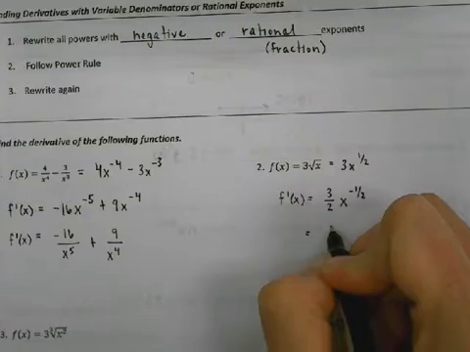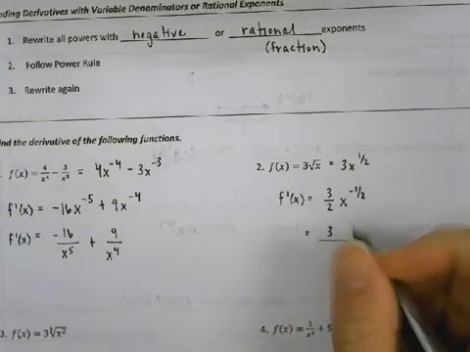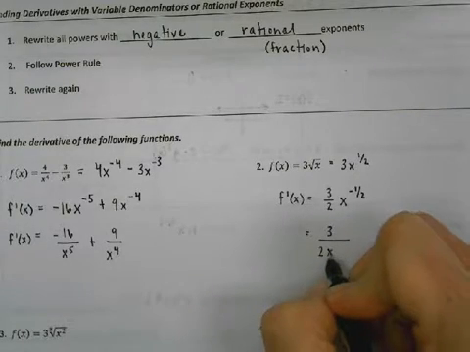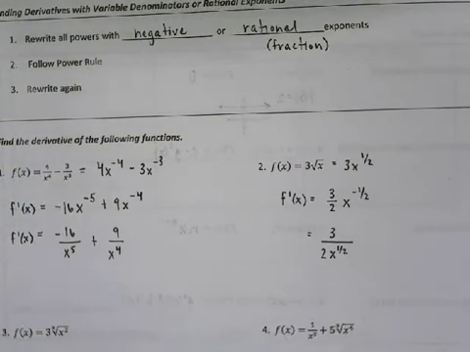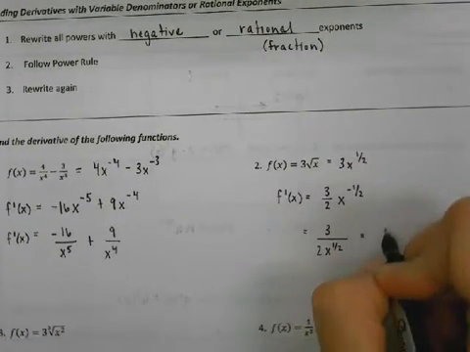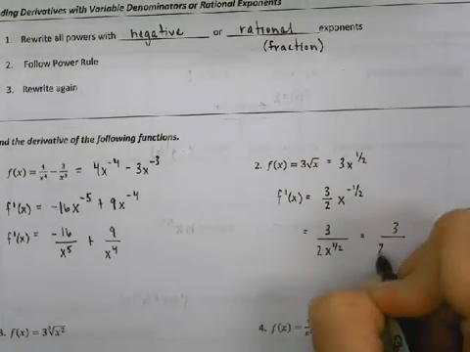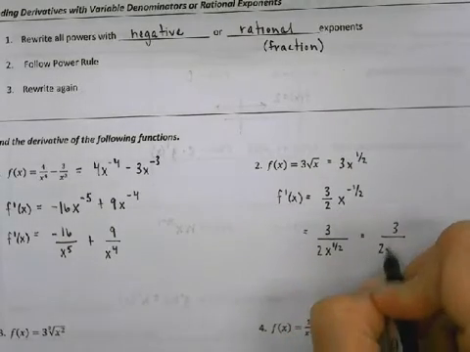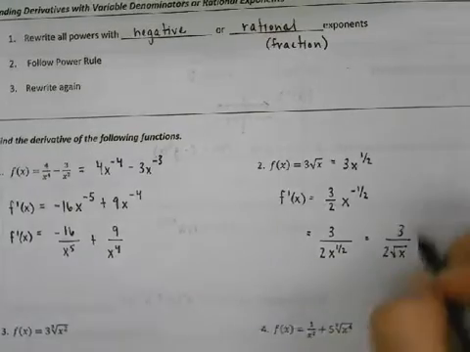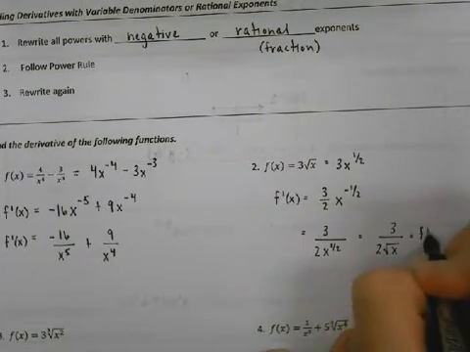So now I can rewrite this again. My 3 is going to stay up top, my 2 is in the denominator, and now I'm going to bring my x to the denominator to make that exponent positive. And I could go one step further and write it as 3 over 2. Instead of x to the 1/2, I'm going to write root x. And that's my derivative.